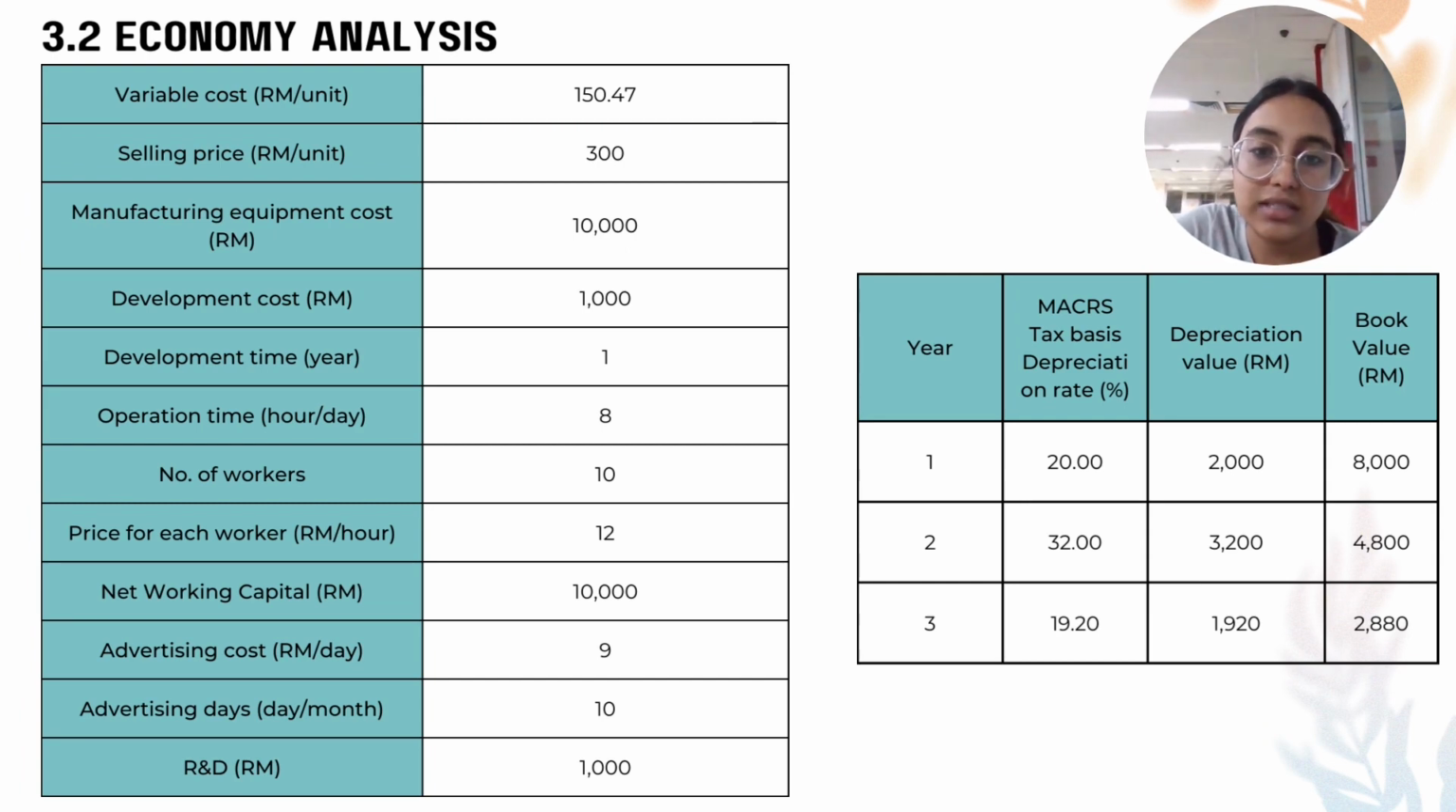The net working capital, including the liabilities and assets of the company, was 10,000, and the company has decided to advertise the agriculture pesticide for 9 ringgit per day on Instagram and Facebook platforms, where advertising days will be 10 days per month. Research and development costs were around 1,000, so the research will be carried out every year. The right side of the table has displayed the depreciation rates for equipment, because every year equipment depreciates and its value reduces according to the usage every year.